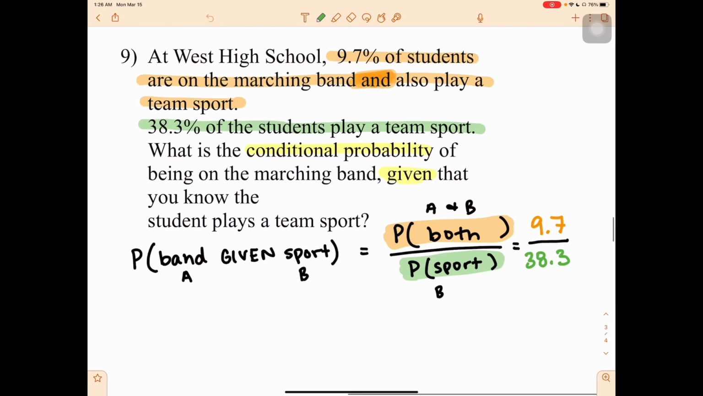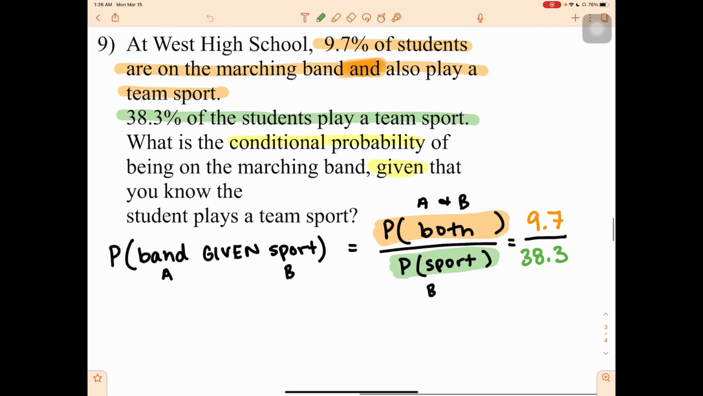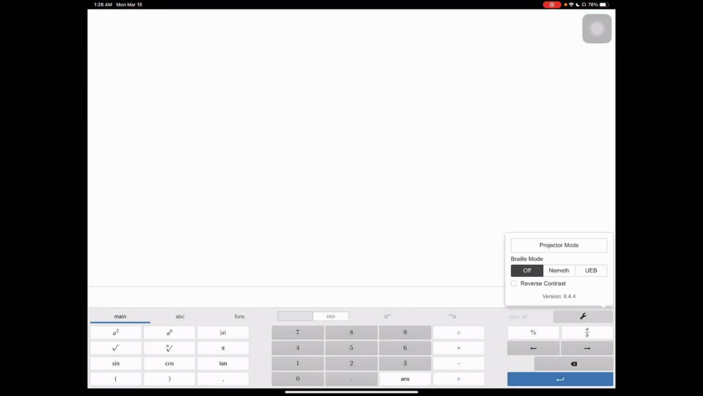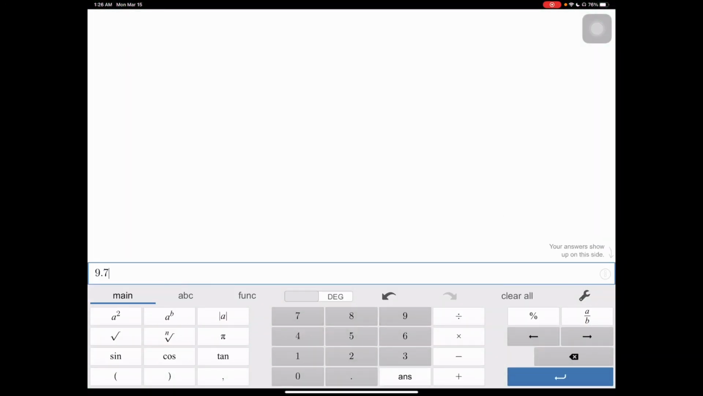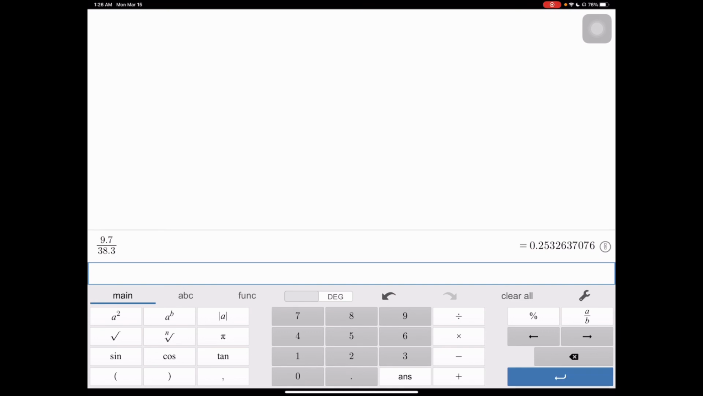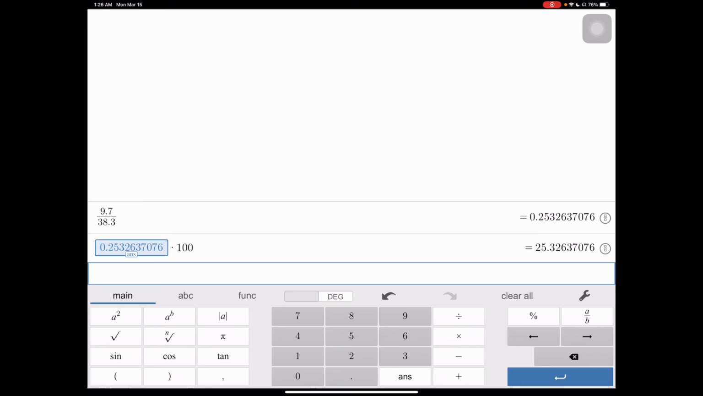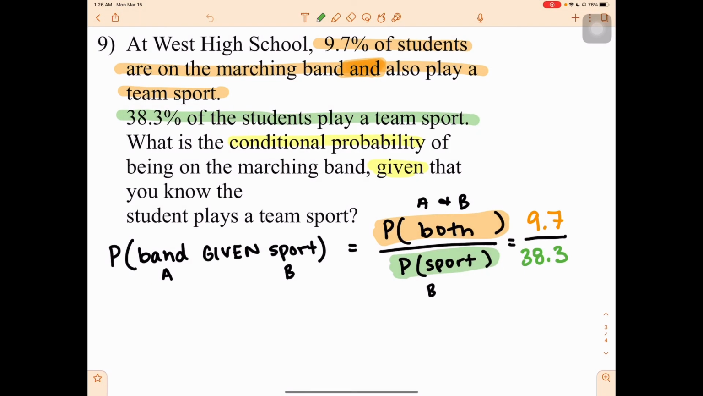9.7. Okay, I lost connection for a bit, but all right, so if we have 9.7 over 38.3, and I go to divide that in Desmos, 9.7 divided by 38.3, you get 0.253 and so on. So to write that as a percentage, we want to multiply that by 100. 25.3% chance. Okay? So you have to look carefully at your answer choices.